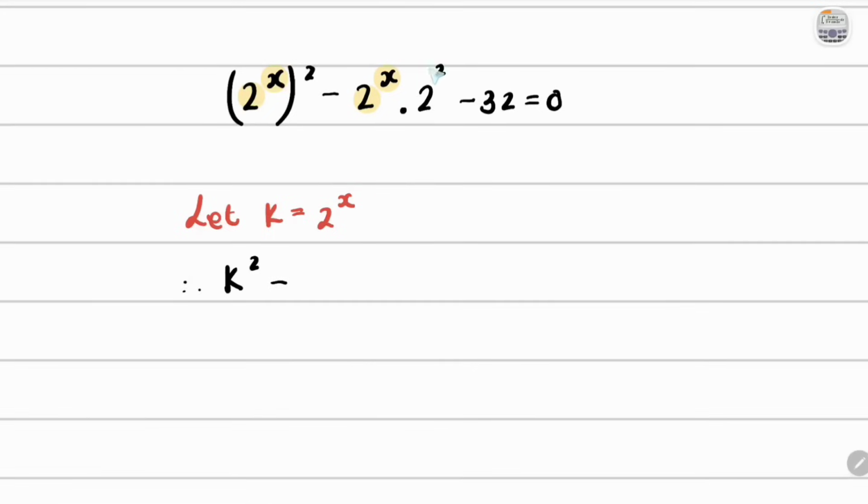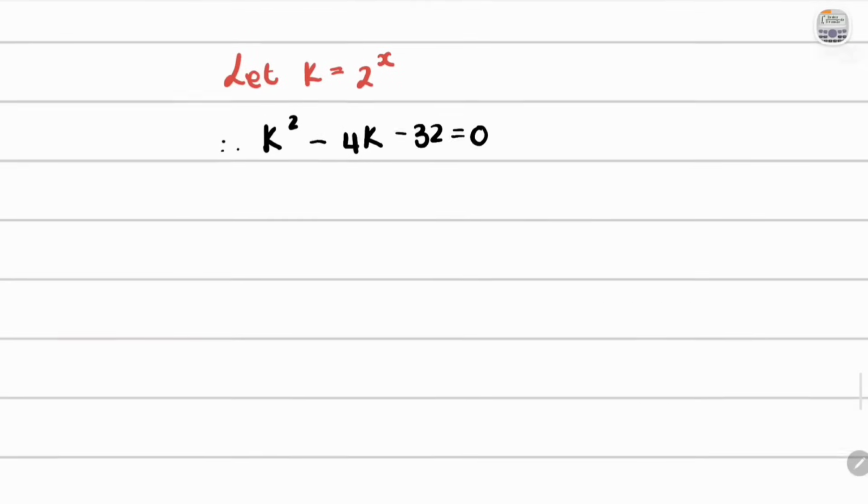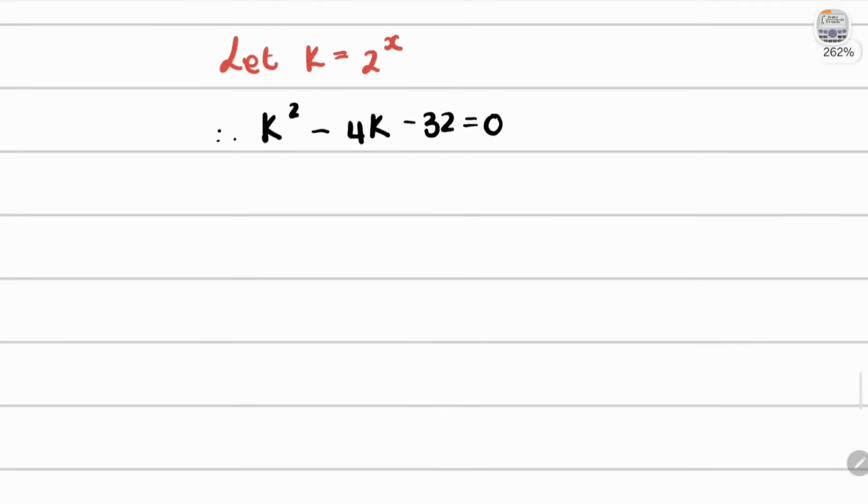But you can see that this is 2 to the power of 2. So let's just rewrite it as a single number. Now 2 squared is 4. And then we have 2 to the power of x, which we replace with k. And then minus 32 is equal to 0. Okay, great. We have something that looks more familiar. This is a quadratic equation where we have to solve for k.